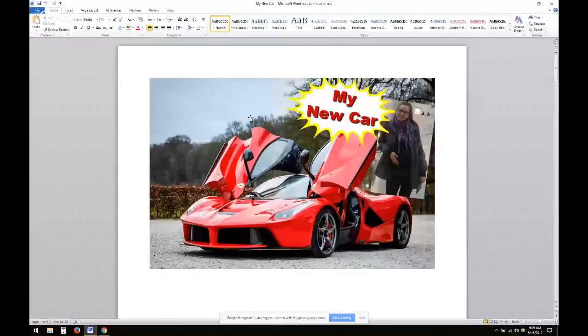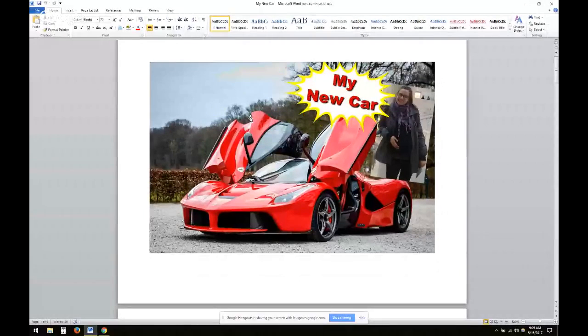All right. At the moment, you can see this wonderful picture. Do you think this is really my new car? Can anyone guess what kind of car this is? This is not a cheap car. This is a Ferrari. And as you can see, I am standing here beside my new car. Does this picture look real to you?